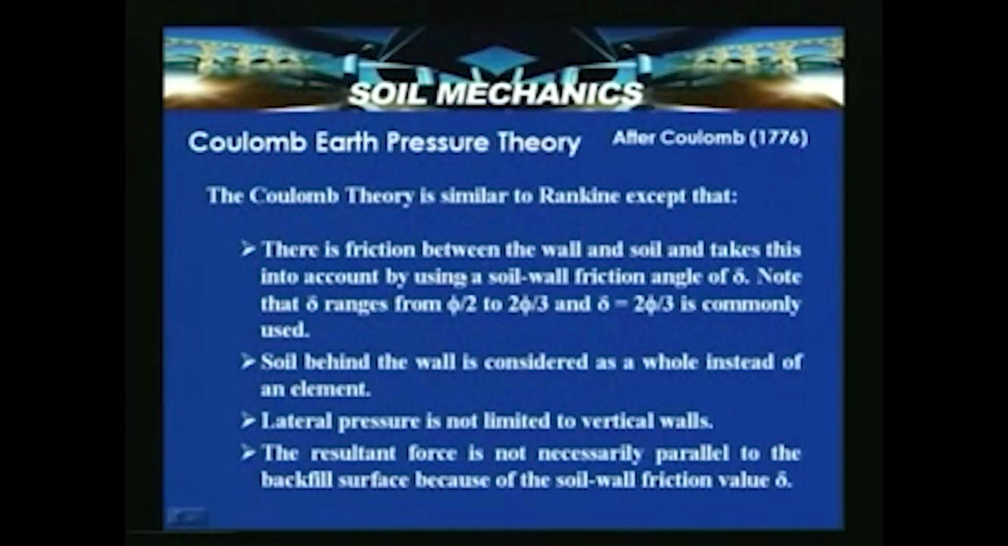So in this slide we saw the chief differences between Coulomb's theory and Rankine's theory. The fundamental difference is the friction between the wall and soil, which is considered in Coulomb's theory and was absent in Rankine's theory.